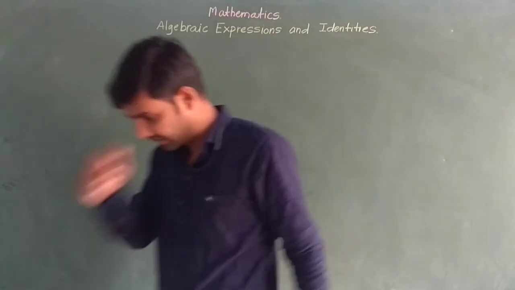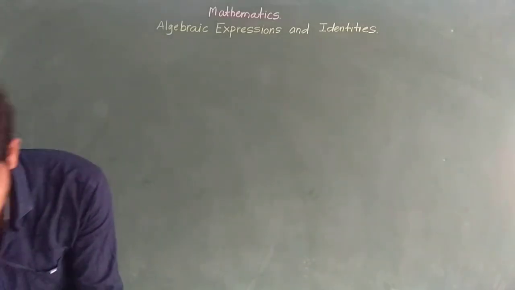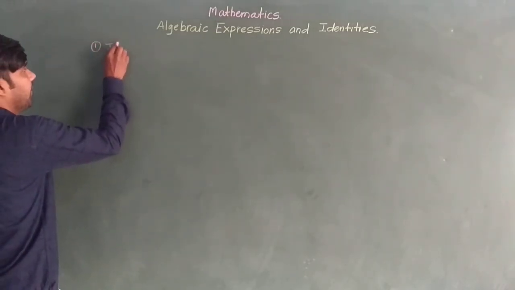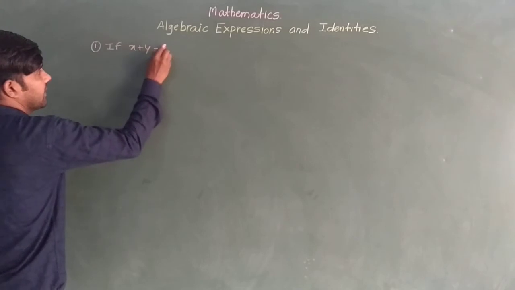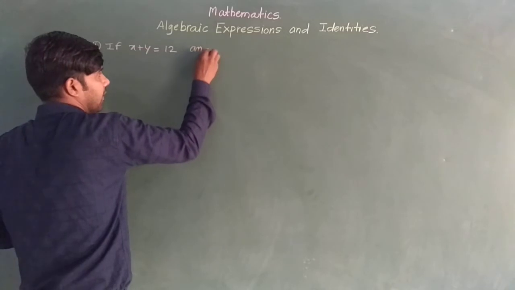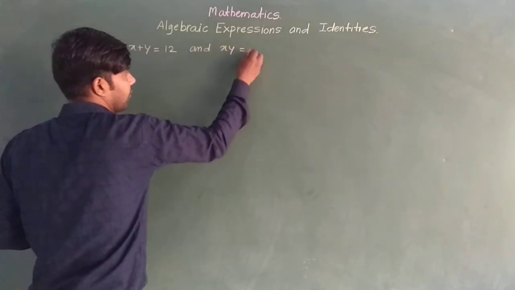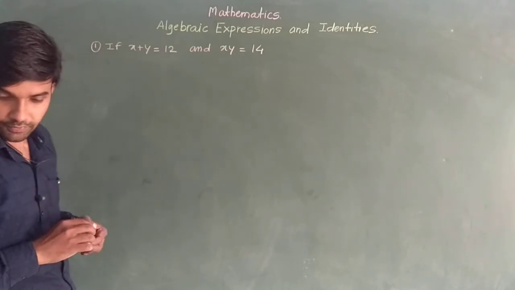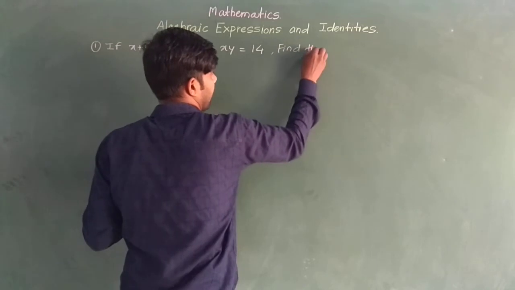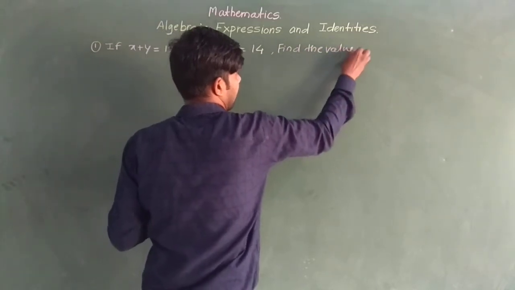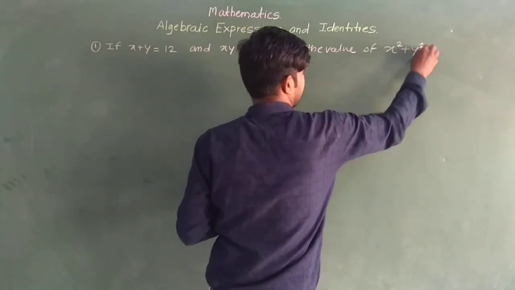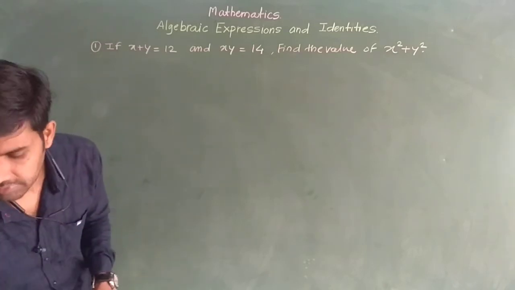So let me start. Write down the first example. If x plus y is equal to 12 and xy is equal to 14, that is x into y is equal to 14, find the value of x square plus y square. So read the question carefully.